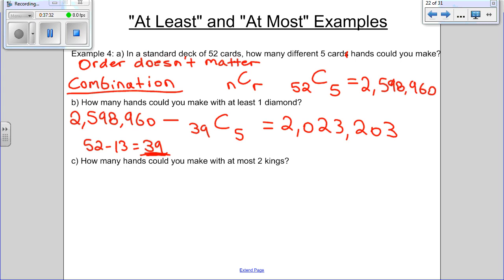Any questions about that? Smooth sailing? Use the complement. Total minus what I didn't want. And if the order doesn't matter, then if it does matter, we learn that tomorrow.